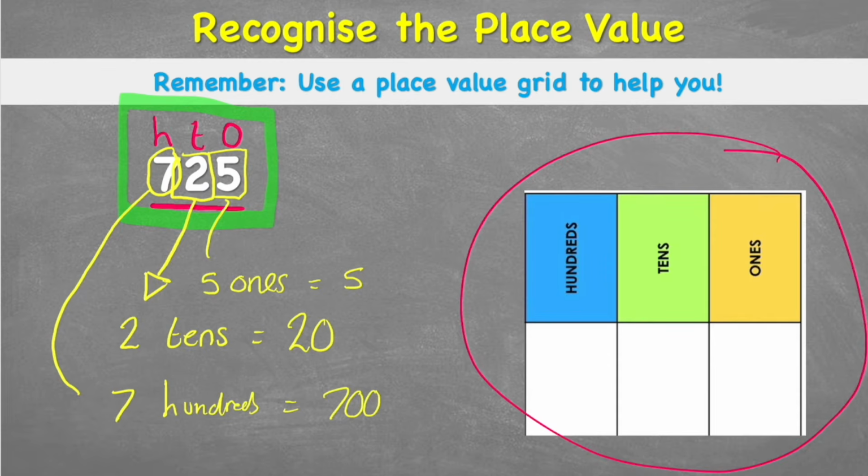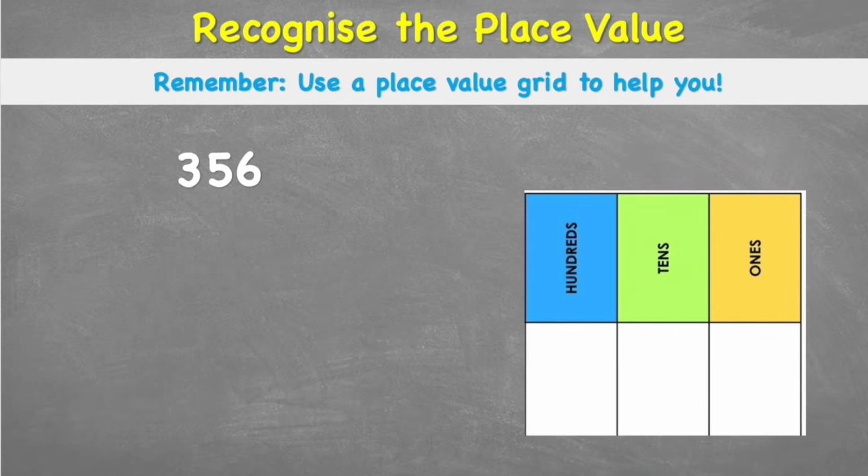And what we should always find is that when we've broken our number down like this, when we add it back together, we should end up with the same number. And 700 plus 20 plus 5 equals 725. Let's have a look at another number. Let's have a look at 356, and let's do exactly the same thing. But let's start by putting our titles on top ourselves.